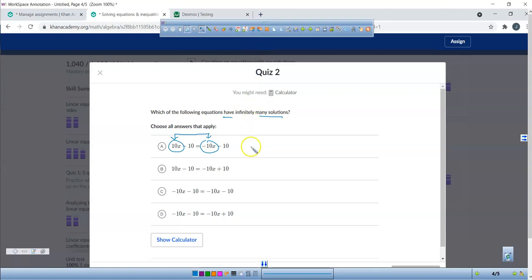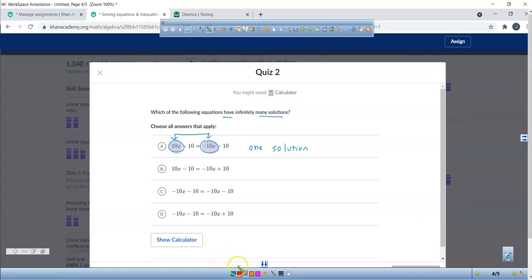So answer choice A is, sorry, my board is feeling my frustration. One solution. Why is it one solution? Because this 10x is totally different than this negative 10x. They're not the same. Okay?